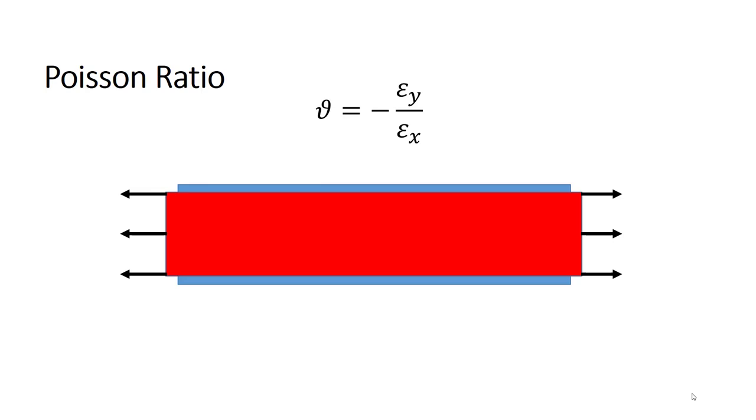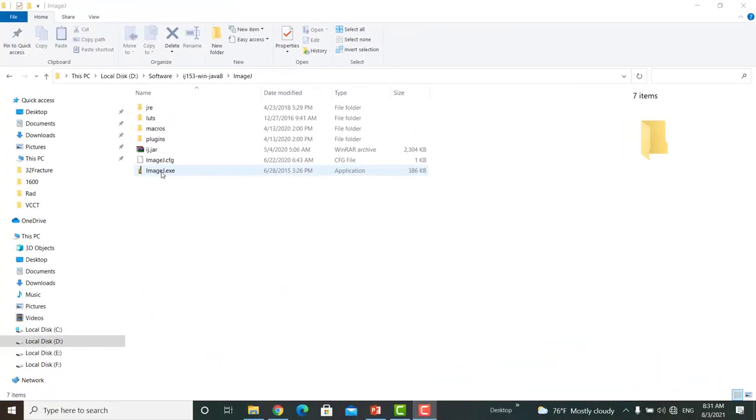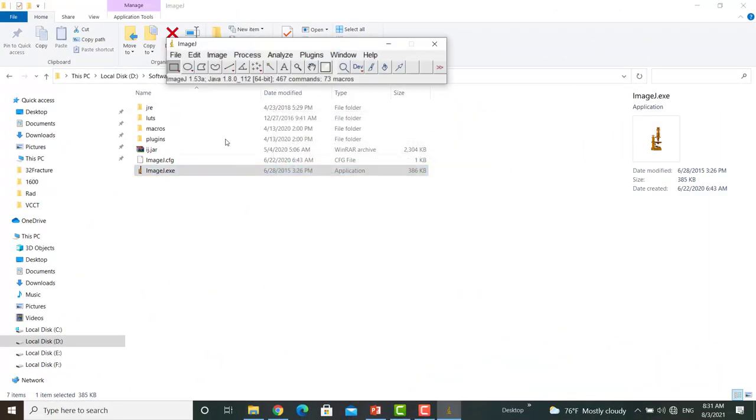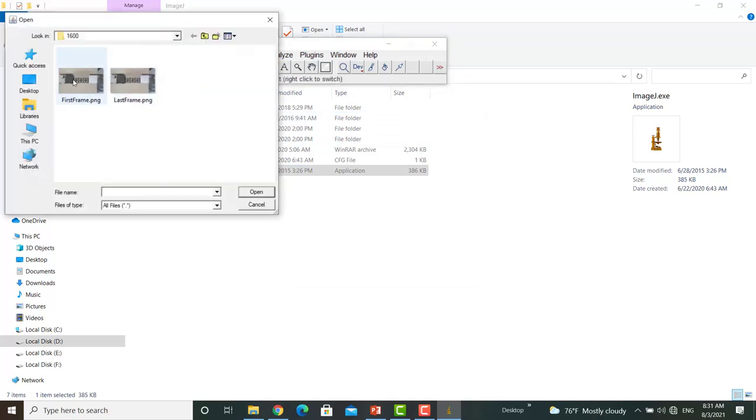This ratio is usually positive, but for some materials known as metamaterials or auxetic materials, this ratio can be negative. In the following example, we will show how we could measure the Poisson ratio of an auxetic structure using ImageJ software. I open my ImageJ software and then open the first and last frame of the tensile test.